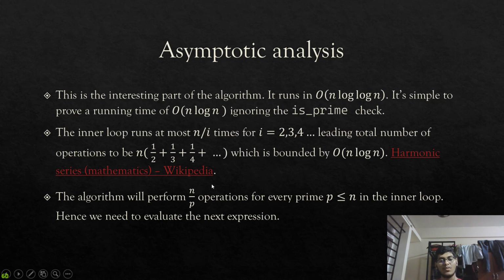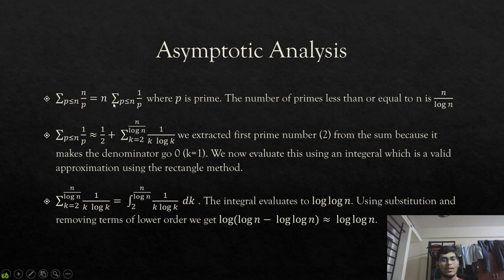The algorithm will perform n by p operations for every prime number p that is less than or equal to n in the inner loop. Hence, we need to evaluate the next expression. The asymptotic analysis is the summation of n by p, which is equal to n times the summation of 1 by p, where p is prime. The number of primes less than or equal to n is n by log n. When we extract the first prime number 2 from the sum, because it makes the denominator go to 0, we start with k equal to 1.